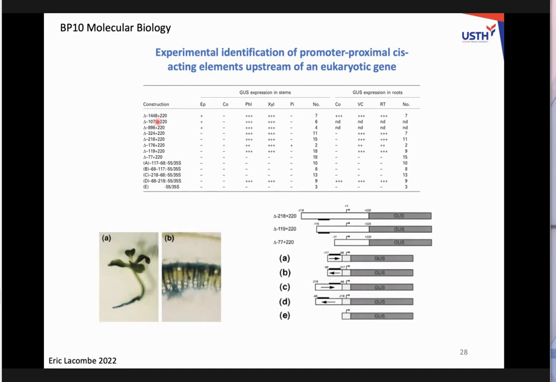What happens if we remove almost the first 500 base pairs of the promoter? In other words, instead of starting the construct at minus 1,500, we start at minus 1,000. Do you see any change in the profile of expression?